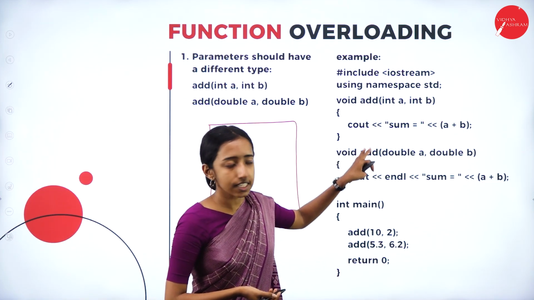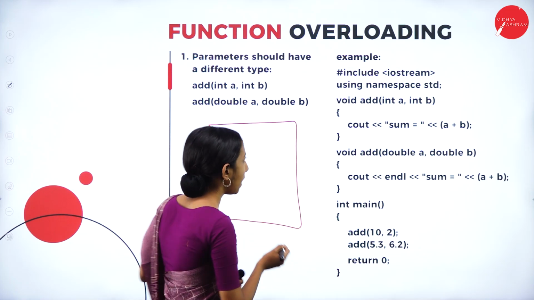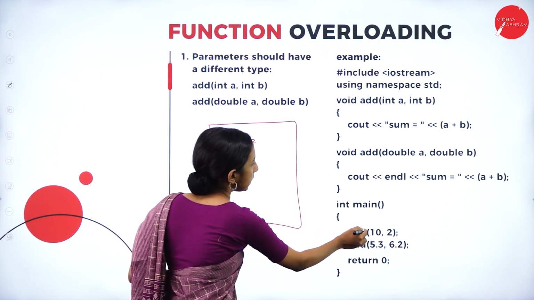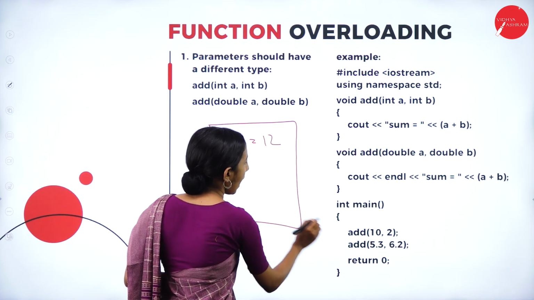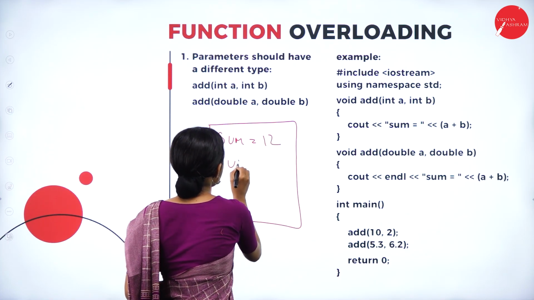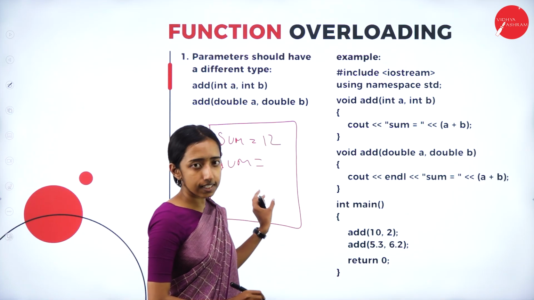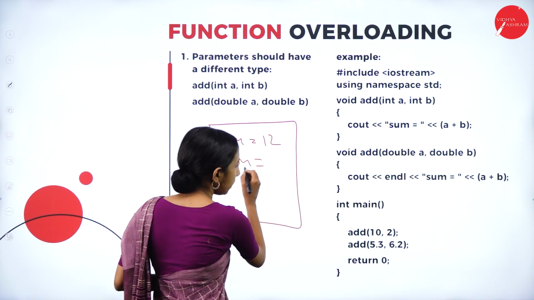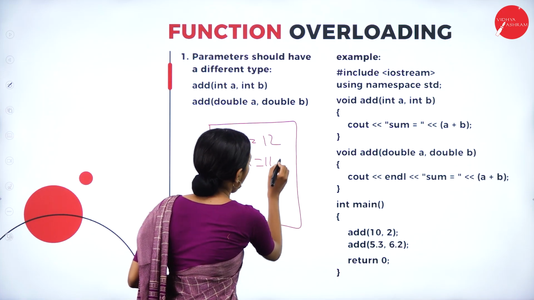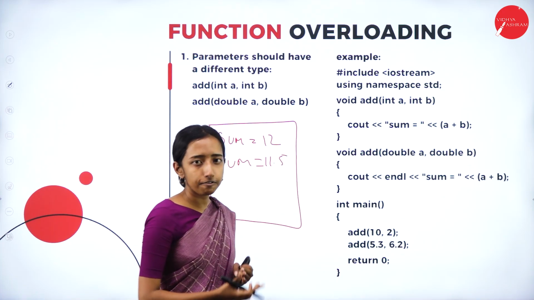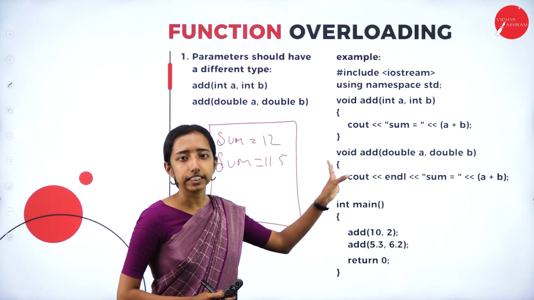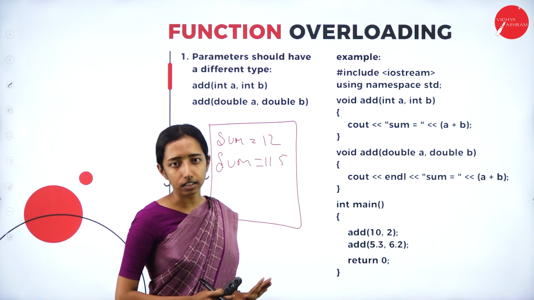In the first void int, we will have sum equals 10 plus 2, that is 12. Again, this sum is of add double A, double B, so we will be getting 11.5. So two functions with the same name but different types of parameters.